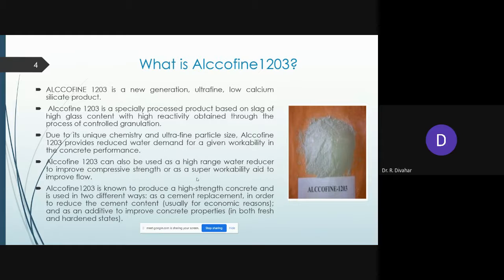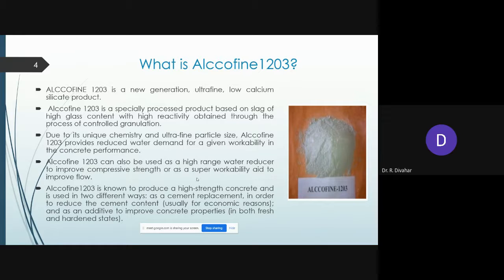The Alccofine 1200 series, with low calcium silicate, can be classified into three types. Alccofine 1201 represents fine particles, 1202 is microfine, and 1203 is ultrafine. Here the particle size is very low. It has a unique chemistry and Alccofine particle size.